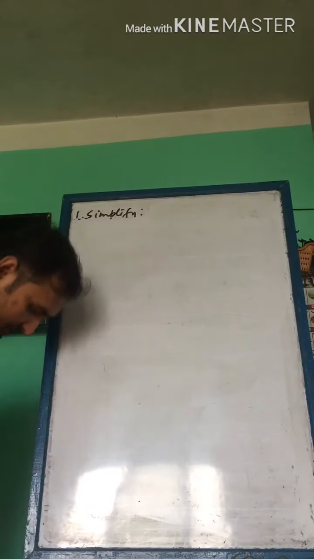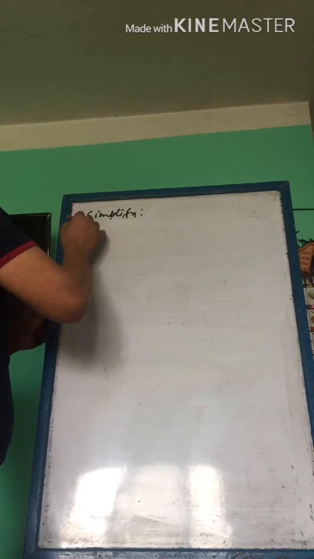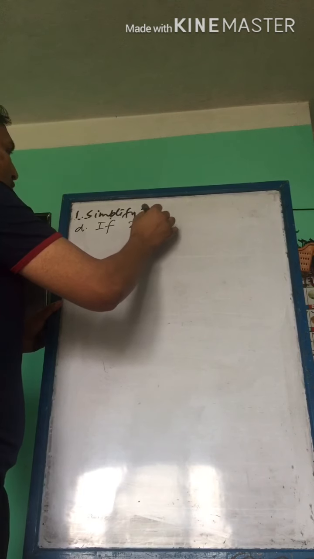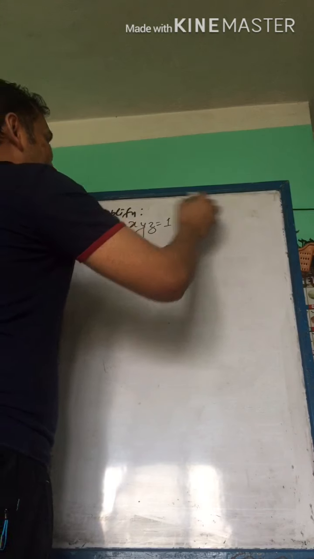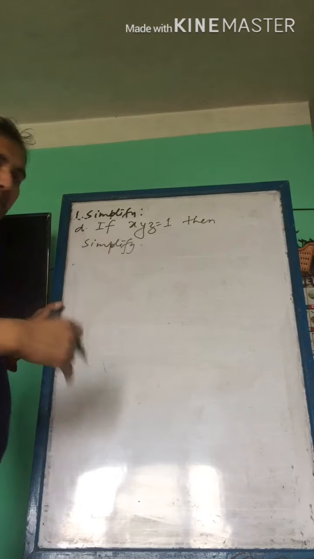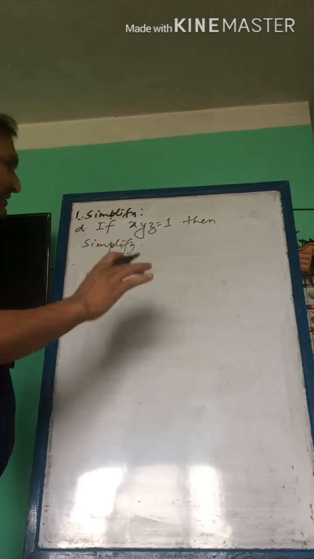Okay, simplify only. Here, this is C, now D type question. Let me do the D number question. If xyz equals 1, then simplify, or in place of simplify, then maybe prove that also. It doesn't make any sense, it is the same.